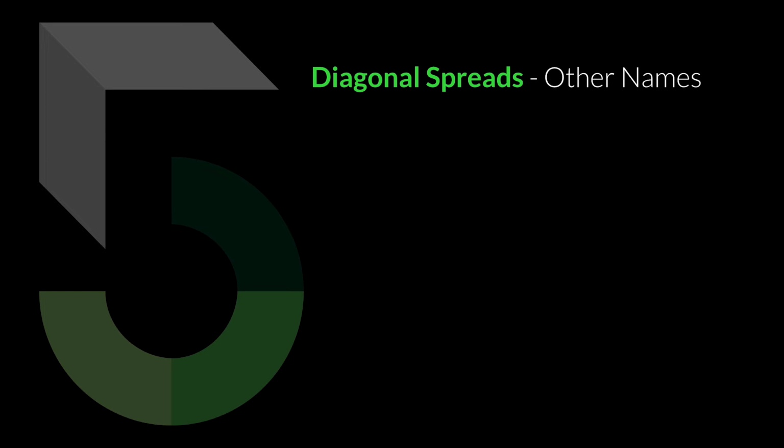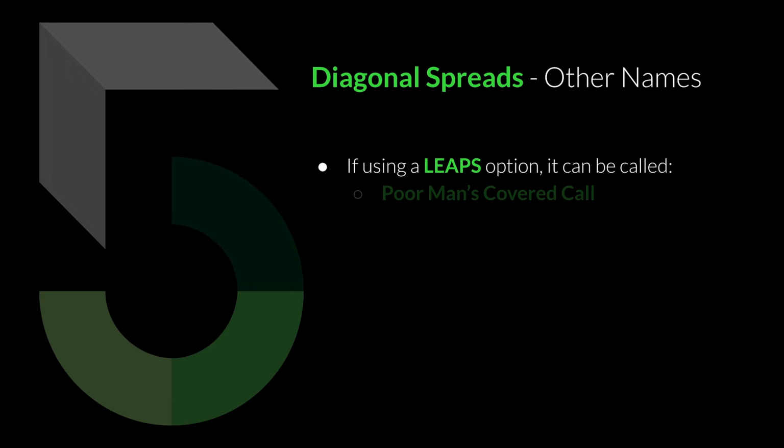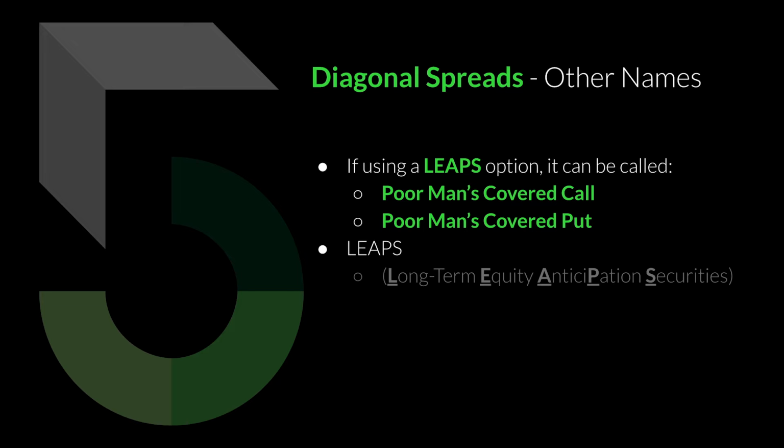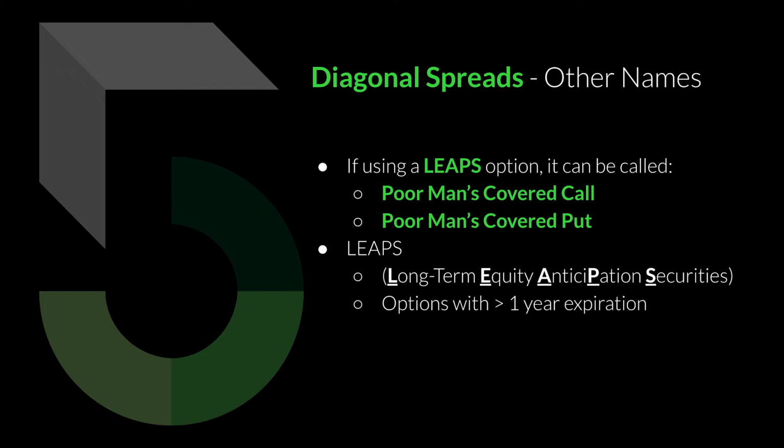Here are some other names that you might hear regarding diagonal spreads. That's going to be based on the long option, the back month, the one that is further out in expiration. If that back month option is a LEAPS, then it can be called a poor man's covered call if you're using a call, or a poor man's covered put if you're using a put. So what is a LEAPS option? LEAPS is an acronym for Long-term Equity Anticipation Securities, and it's just a fancy way of saying it's an option with greater than 1 year expiration date.